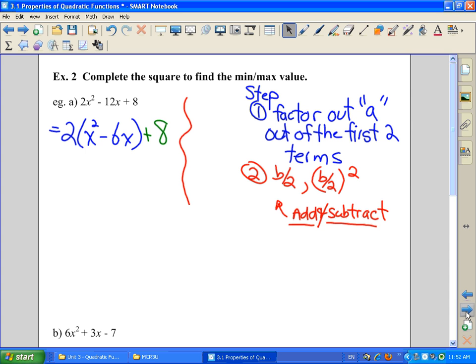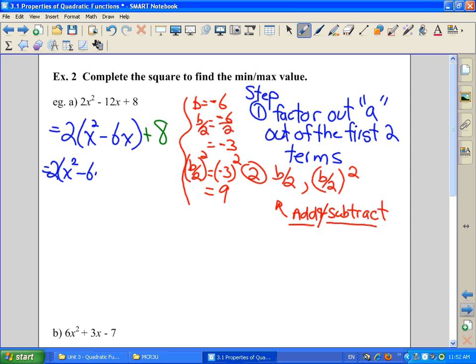All right, so let's do that rough work in the margin here, folks. So b equals negative 6. If you take b divided by 2, that equals negative 6 divided by 2, and that equals negative 3. And then you take b divided by 2 and you square it. So what does that equal? Negative 3 squared, which equals 9. And again, that's the number you're going to add and subtract inside your bracket. I'll throw that in a different color in just a second. Okay, so you add first and then subtract.